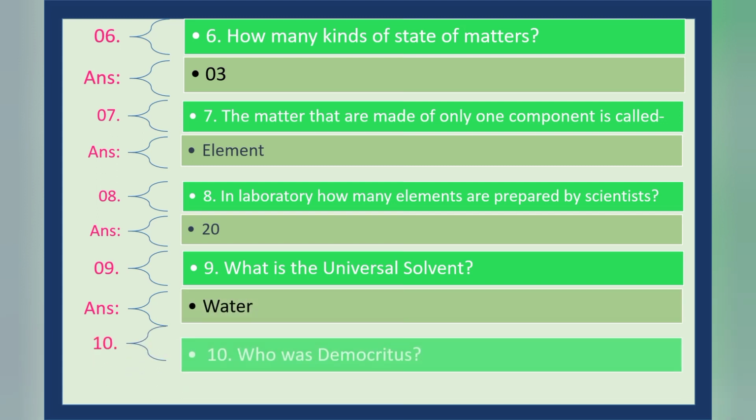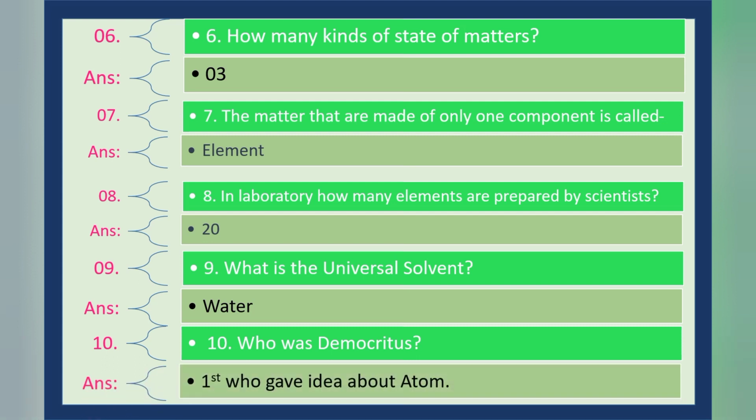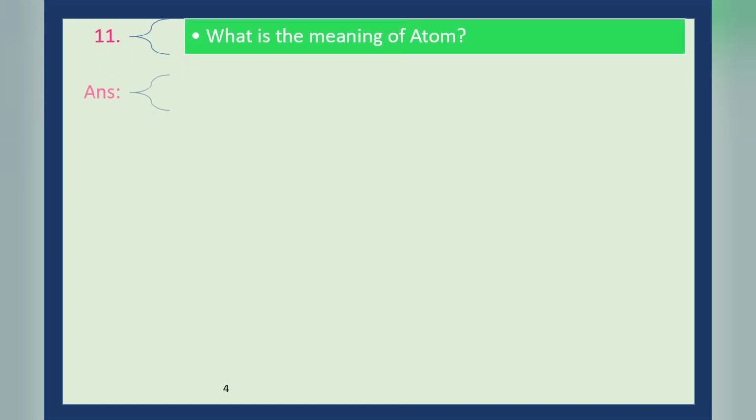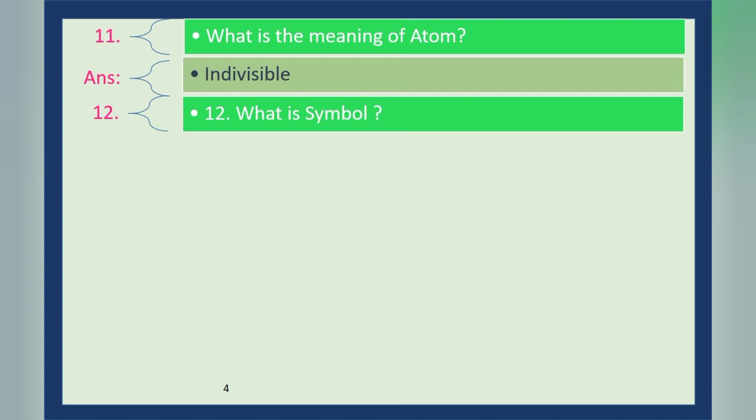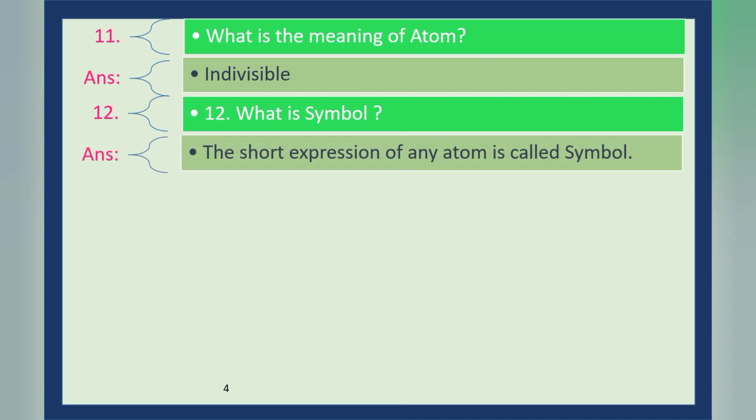That is water. And then, who was Democritus? He was the first who gave the idea about the atom. Now the question is, what is the meaning of atom? The meaning of atom is indivisible. And then, what is a symbol? The short expression of any atom is called a symbol.